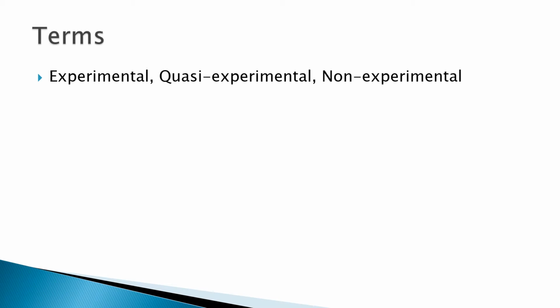Here's some other terms that I want you to be familiar with. The concept of experimental versus quasi-experimental versus non-experimental, and independent versus dependent variable. So when I say experimental, I mean a study is pure in terms of random assignment, where it has an independent variable where groups have been randomly assigned and where all of the variables are controlled.